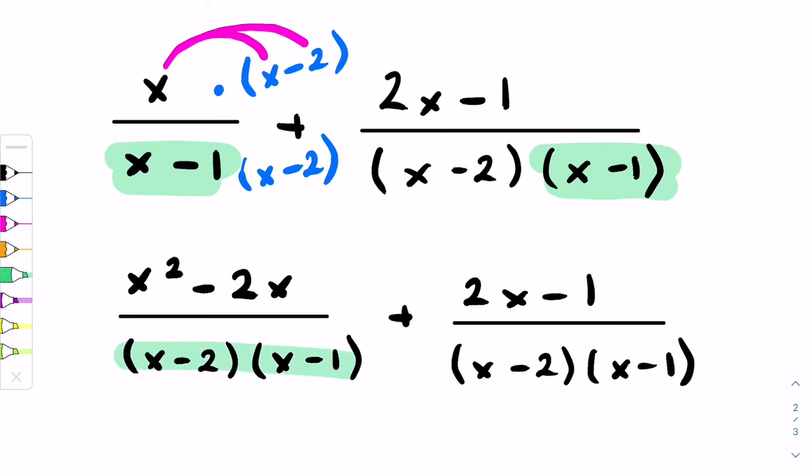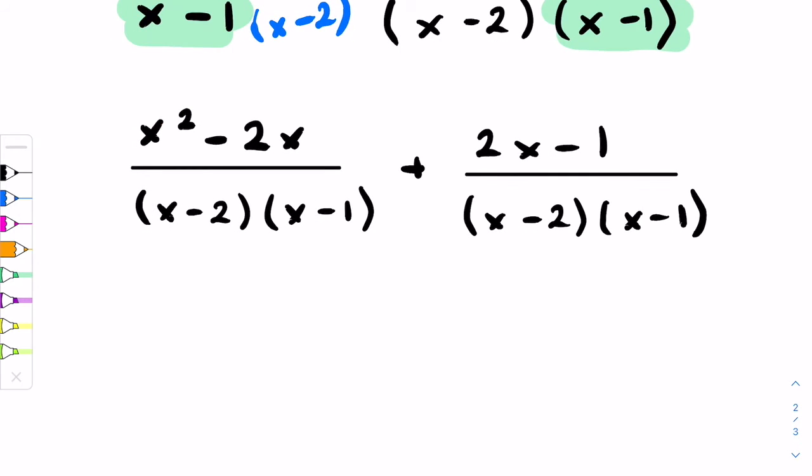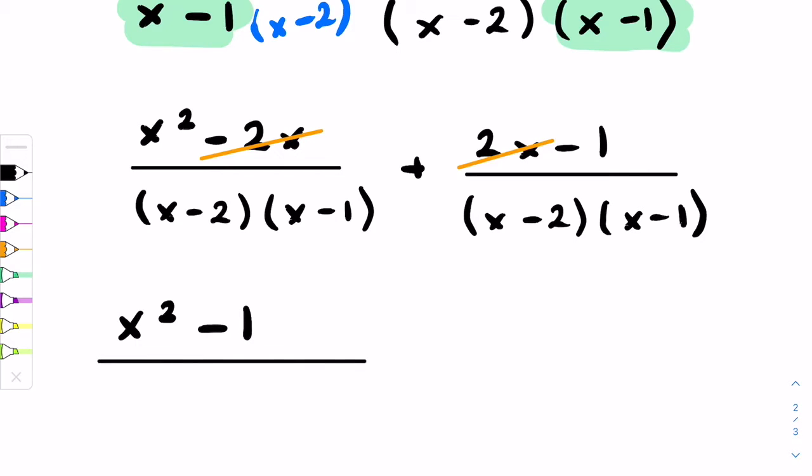Here you can see that you now created two of the exact same denominators. So once you have the denominators identical, you can add your numerators together. So I'm going to add x squared minus 2x plus 2x minus 1. That gives me x squared. Negative 2x plus 2x is going to be 0, minus 1. And this is over my common denominator of x minus 2 times x minus 1.